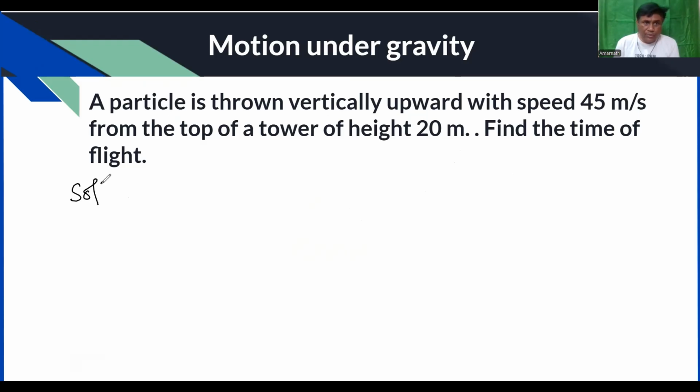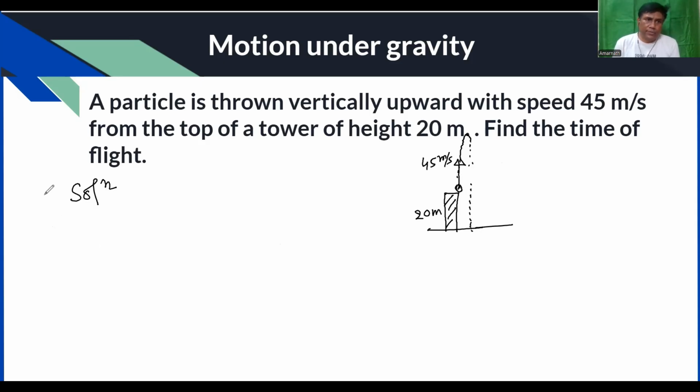See, how you should approach the question, I'm going to say. So this is the ground and this is the tower. The tower is of height 20. And the particle is thrown from this point, upward with velocity 45 meters per second. So the particle will go to a certain height where its velocity will be 0. Then it will come and fall down. So they are asking the time of flight.